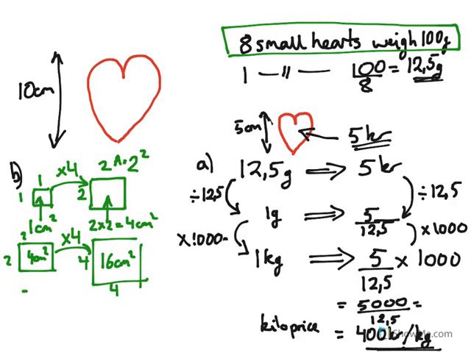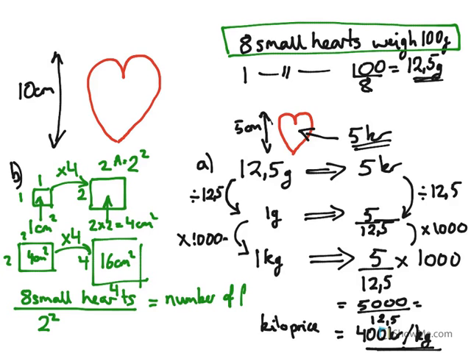So if we can get 8 small hearts with 100 grams, we would have 8 small hearts divided by 2 squared to give us the number of large hearts, because the number of small hearts, when we increase the length by 2 and we increase the breadth by 2, we'll get a factor 4 larger. So we need to take 8 divided by 4, which would give us 2 large hearts.